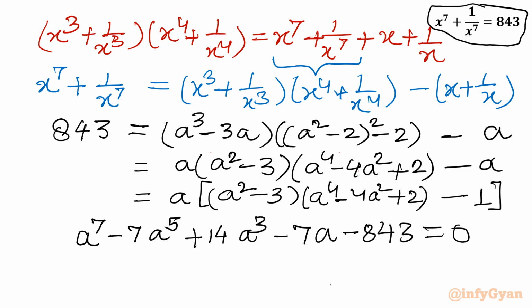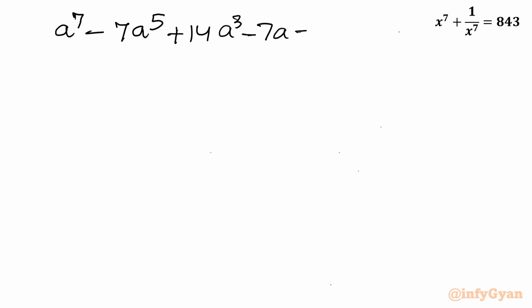There will be 7 roots, but our target is to find out a only for the real value. So let's apply the rational root theorem. I will write the equation once again: a power 7 minus 7a power 5 plus 14a cube minus 7a minus 843, right hand side is 0.